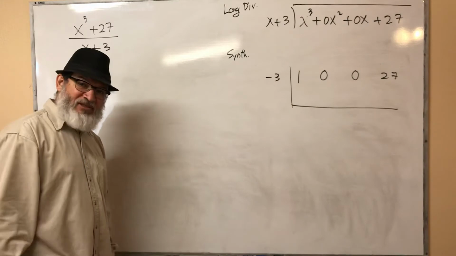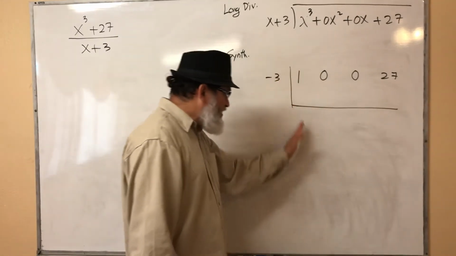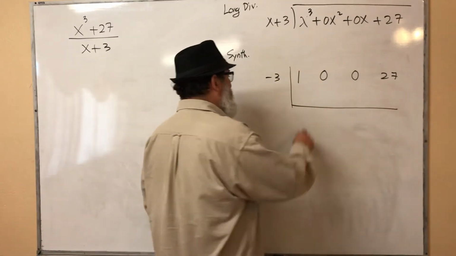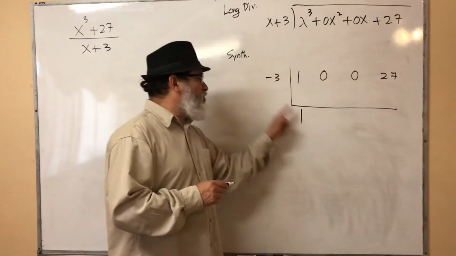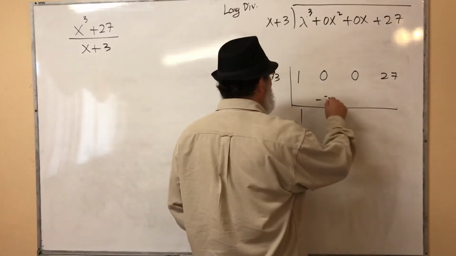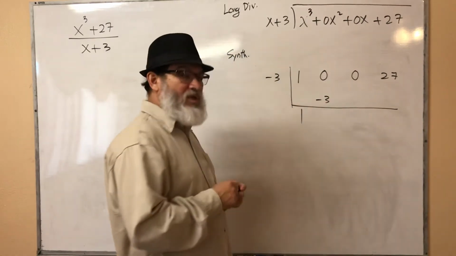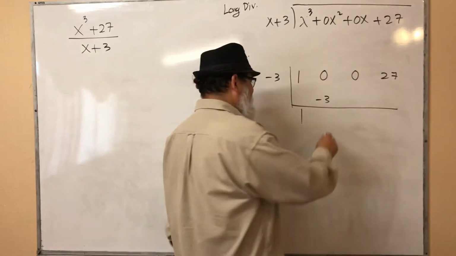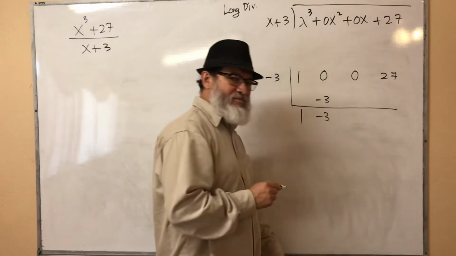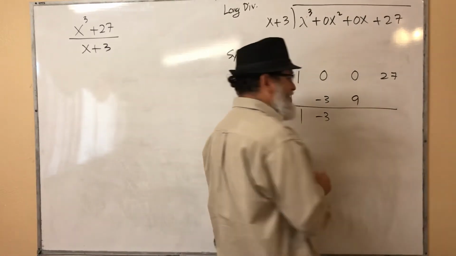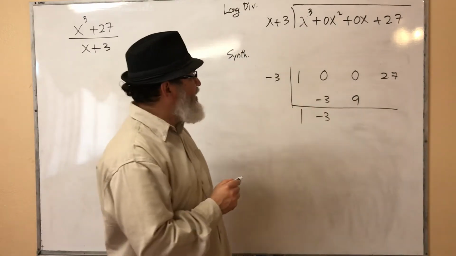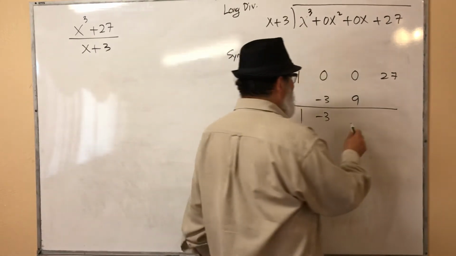What's the first step in synthetic division? Bring down a 1. Next step, multiply by negative 3. Next step, add to get negative 3. Next step, multiply to get a 9. Next step, add to get a 9.